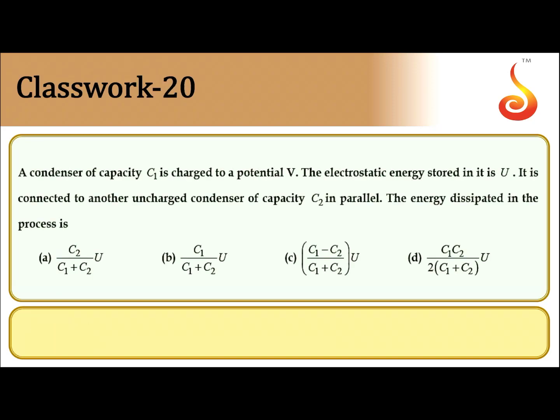Next one. A condenser of capacity C1 is charged to a potential V. The electrostatic energy stored in it is U. It is connected to another uncharged condenser of capacity C2 in parallel. The energy dissipated in this process is, okay, initial energy is equal to half C1 V square.